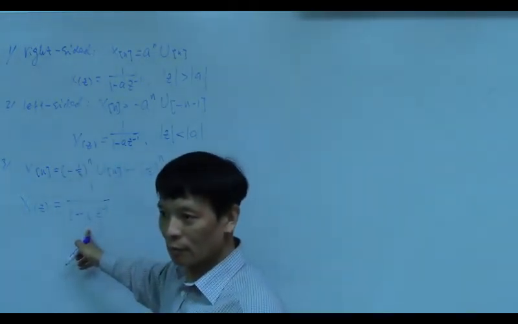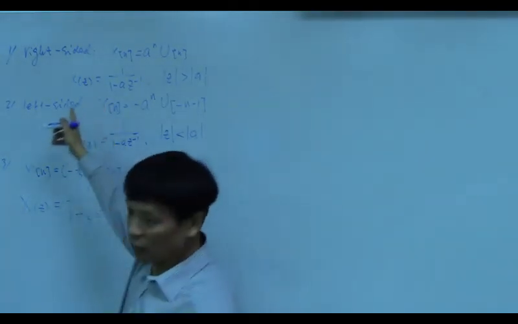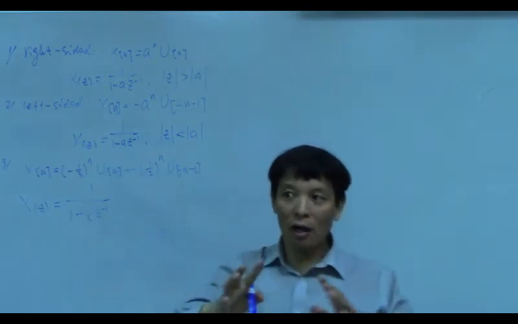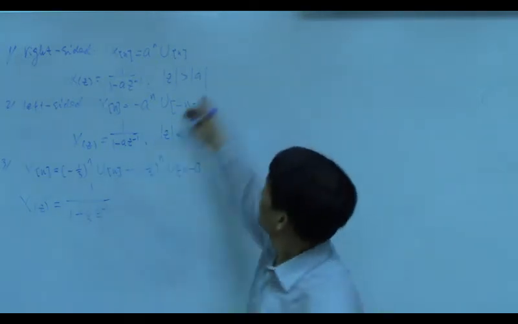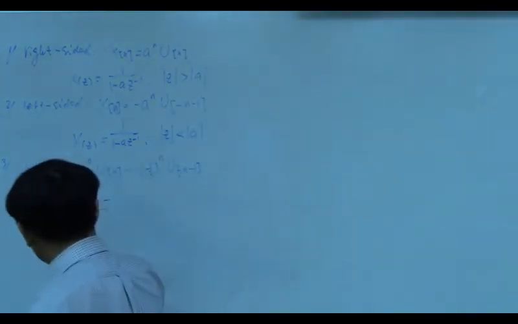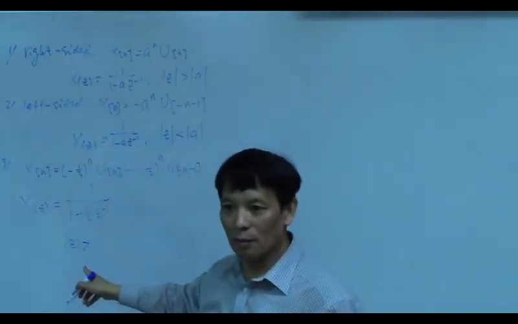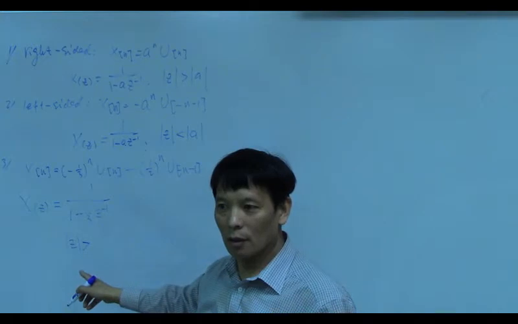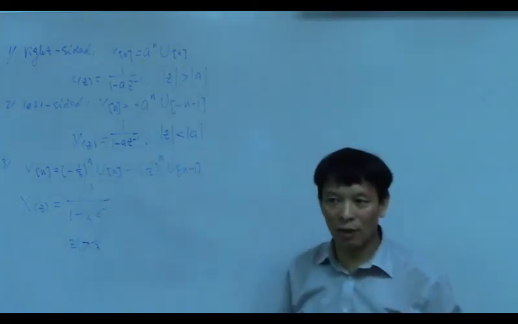The region of convergence for this one: this is the right-sided signal, so it is outside of a circle. So the region of convergence for this is the absolute value of z greater than 1/3. The absolute value of A is negative 1/3, so that's 1/3. So this one is here.